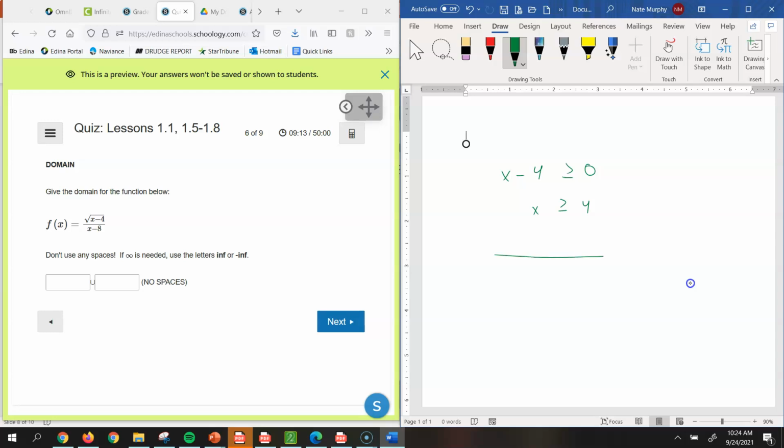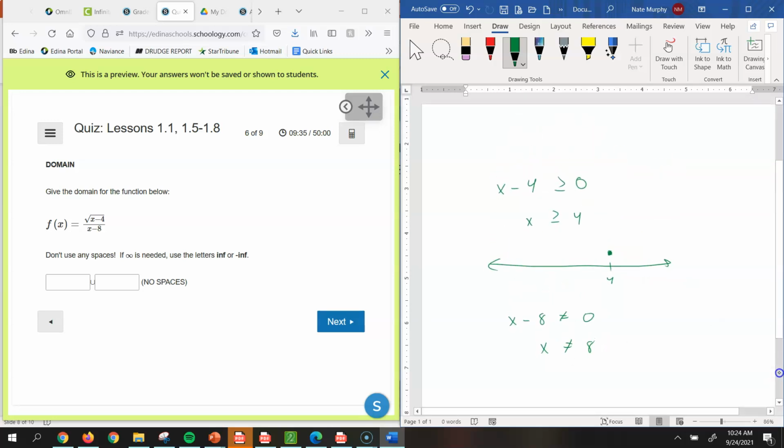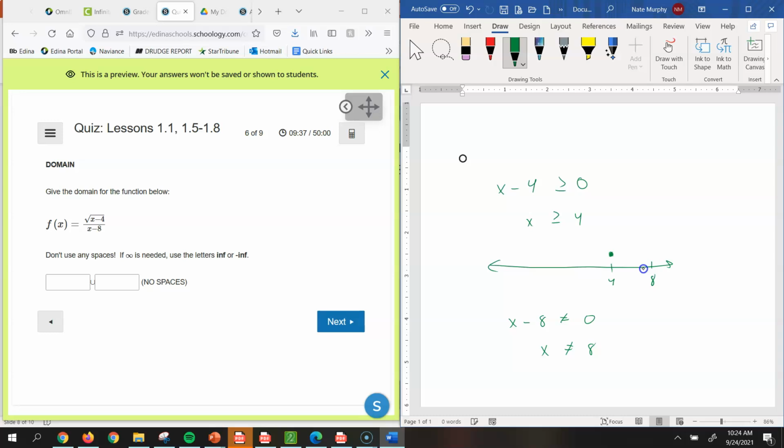So as far as my number line is concerned, I'd have a closed circle at 4 and everything greater than or equal to that. But in the denominator, we have x minus 8. Well, that can't equal 0. So if I solve that, x can't equal 8. Actually, before I would do that, I should have done all of this first, but I would have an open circle at 8. So in reality, my values for x can be anything bigger than 4, but it can't be 8.